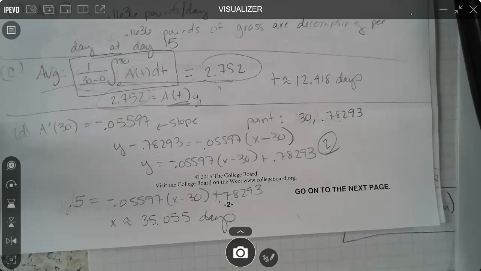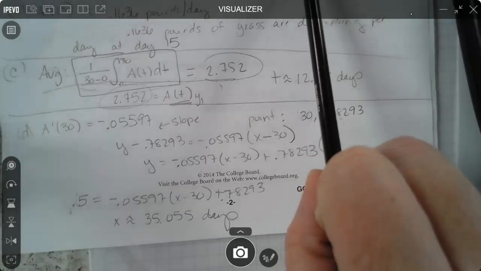That's what I'm fixing to tell you. So you would get the equation wrong, right? You would lose those 2 points. But you get a point for setting your equation equal to 0.5. Because it says, predict when there will be 0.5 pounds of grass.